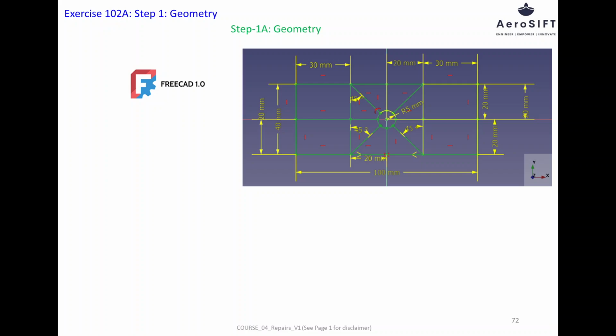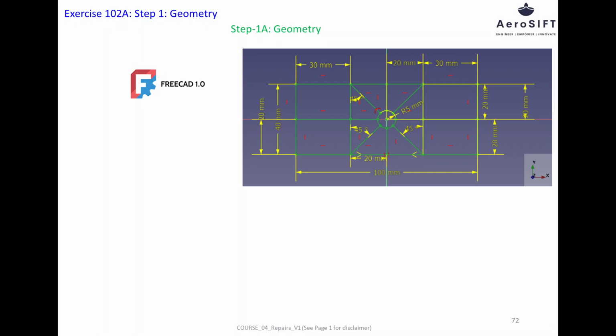In step 1 of the analysis, we begin by creating the geometry of the plate using FreeCAD. To prepare the model for finite element analysis, the geometry is split into multiple surface regions around the hole. This helps in achieving better mesh control and improved stress resolution in critical areas.